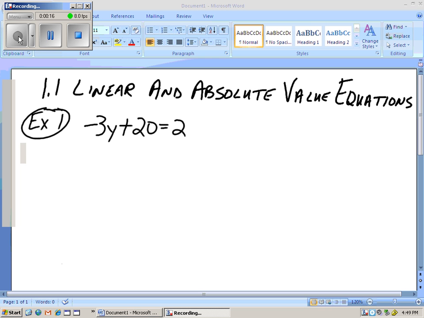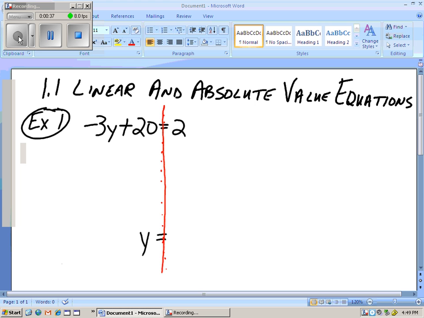So negative 3y plus 20 equals 2. The whole idea here is to find out what y equals. So our whole objective is to get y alone. Now I like to tell people to think of the equal sign as a fence. You got some things on the left side of the fence and some things on the right side. Until you get better at this, draw that line on the equal sign and think about left side, right side, and whatever you do to one side of the fence, you have to do to both sides.